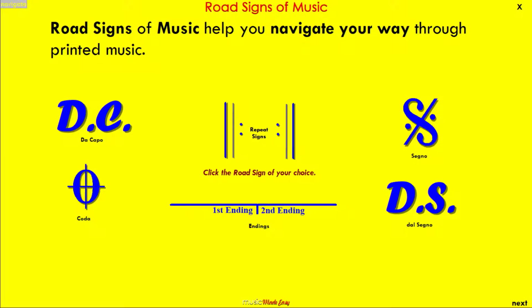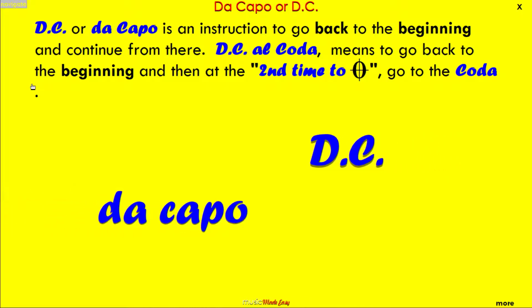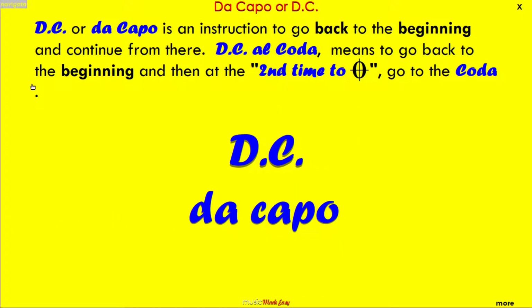DC on a piece of printed music means da capo, or literally to the head or to the beginning. Let me click it. It means go back to the beginning, and then at the second time to coda, go to the coda.